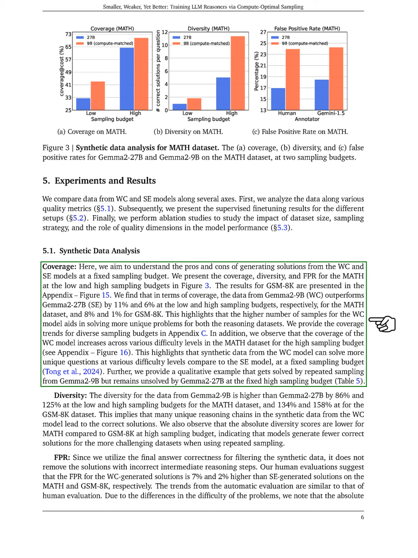For student LM fine-tuning, we find that the GEMMA 7b model fine-tuned with synthetic data from WC consistently outperforms the one fine-tuned on SE data, showing relative gains of 6% and 5.8% at low and high budgets for math, and 4.2% and 1.3% for GSM-8K.